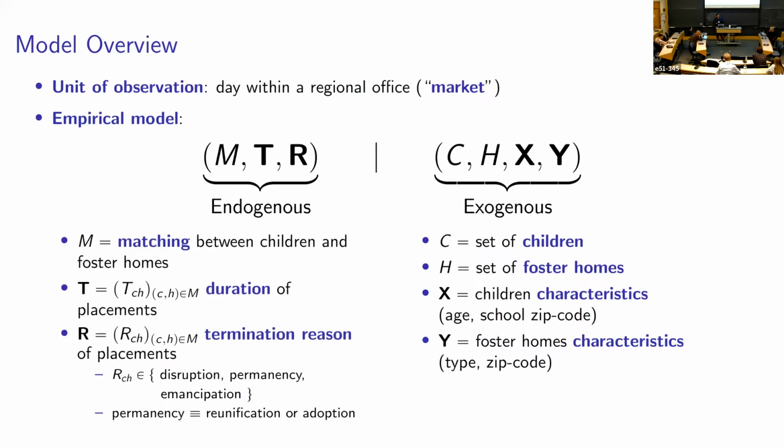Okay. And the endogenous variables are going to be M, the matching, so basically who got placed where, and the two outputs, T, duration, and R, the termination reason. Now, critically, we only observe the outcomes of the placements that were assigned. And this is where the selection is going to kick in.